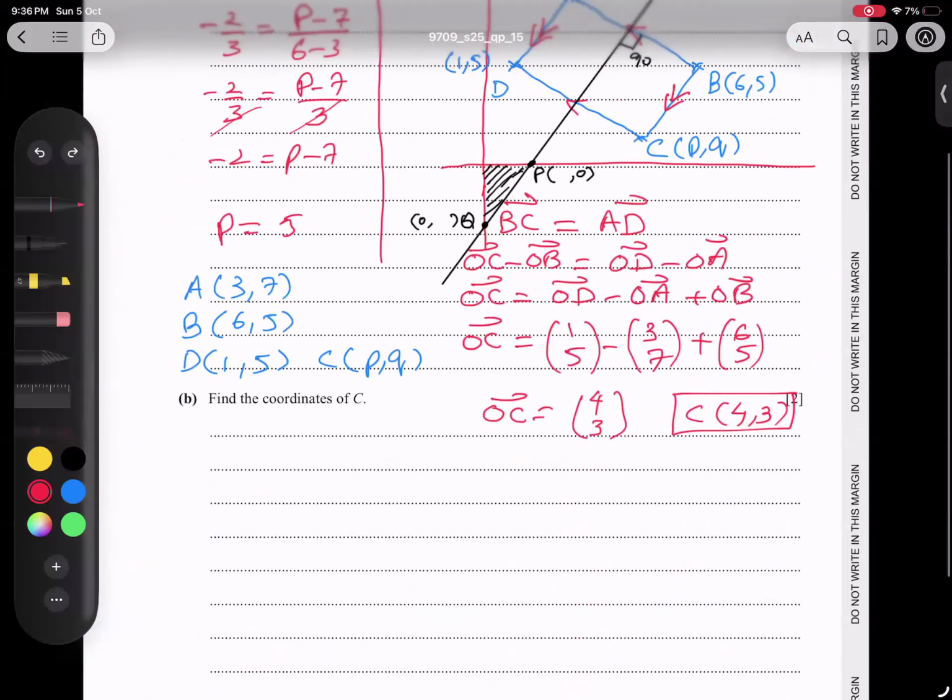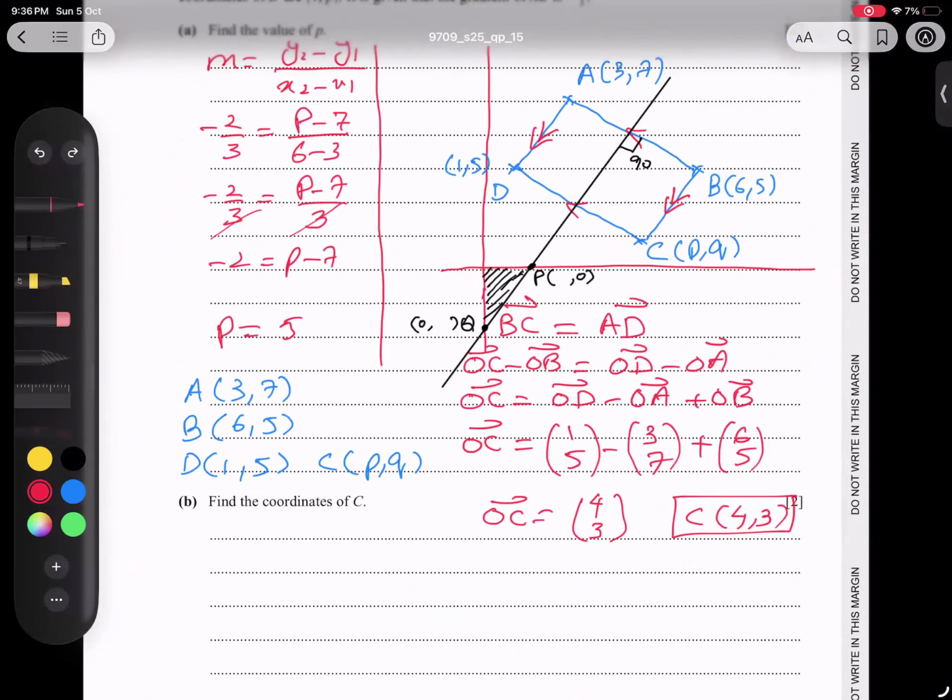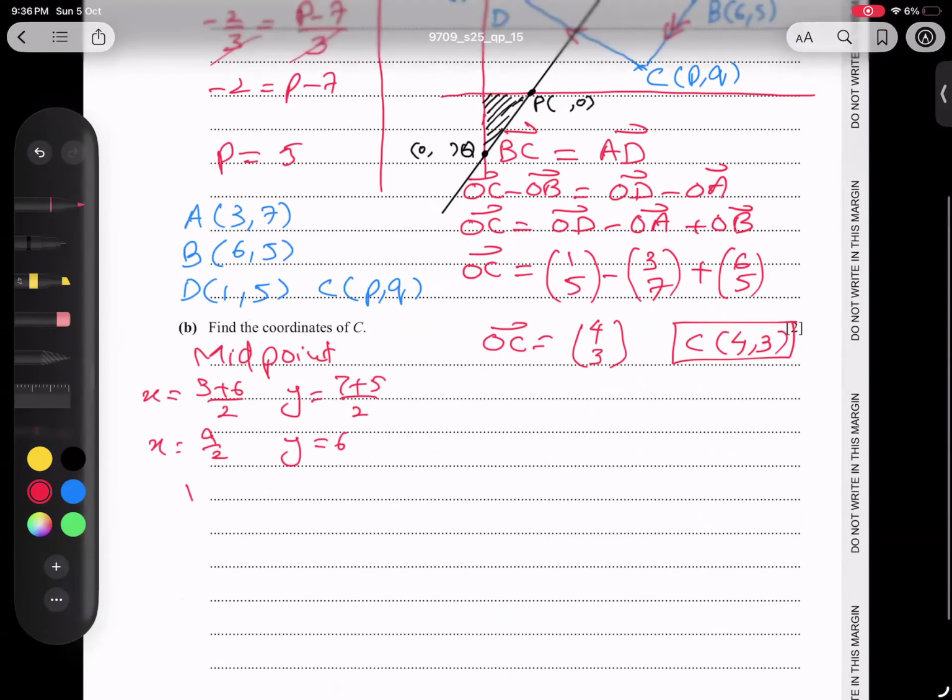First of all, I will go for the midpoint. The midpoint is very clear: X1 plus X2 divided by 2, 3 plus 6, sorry, so 3 plus 6 divided by 2. I'm getting 9 by 2. Then 7 plus 5, 12, divided by 2, I got 6. So the midpoint is 9 over 2 and 6.